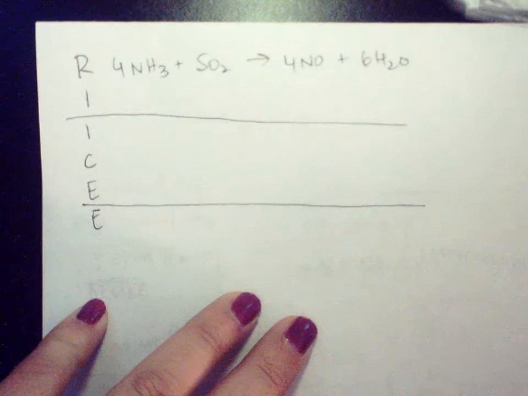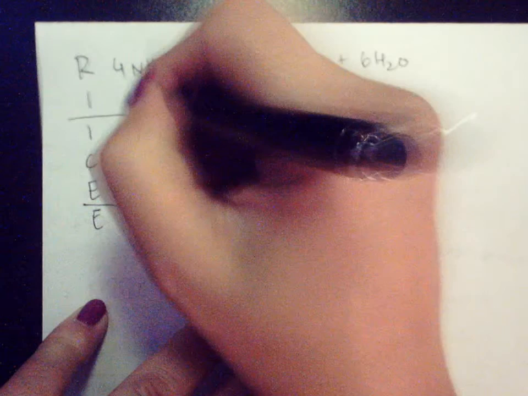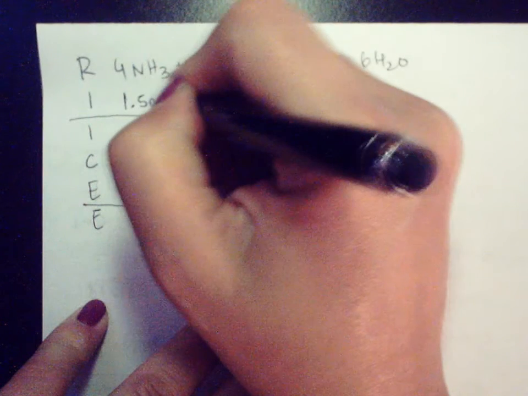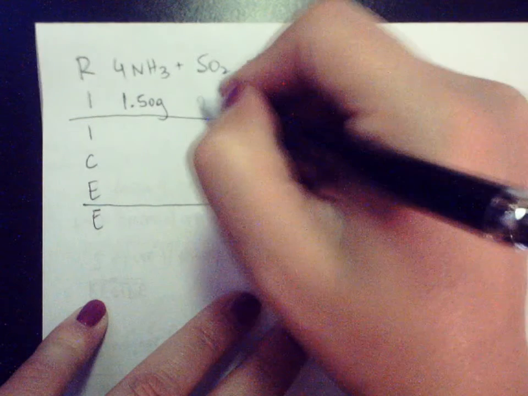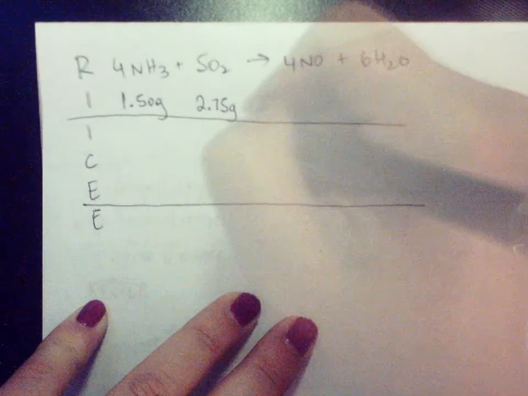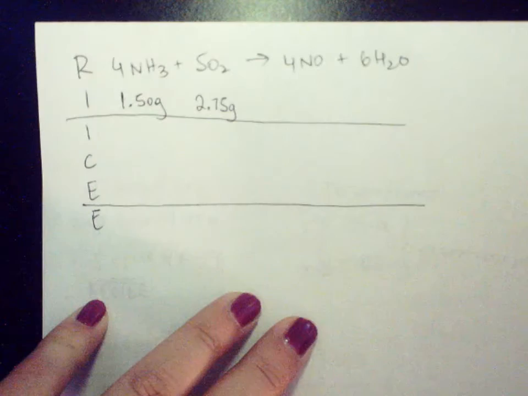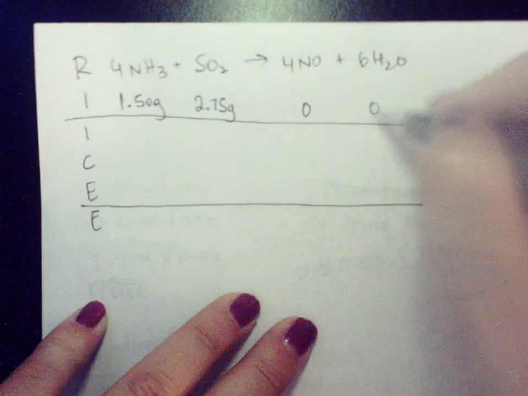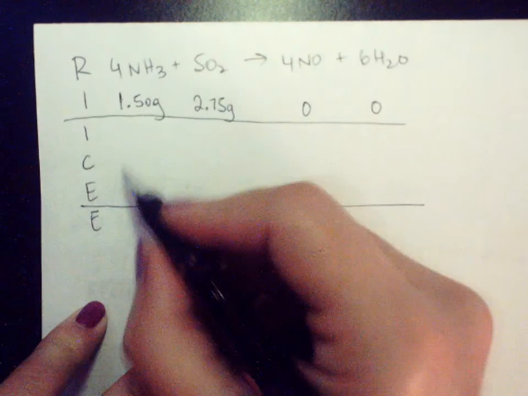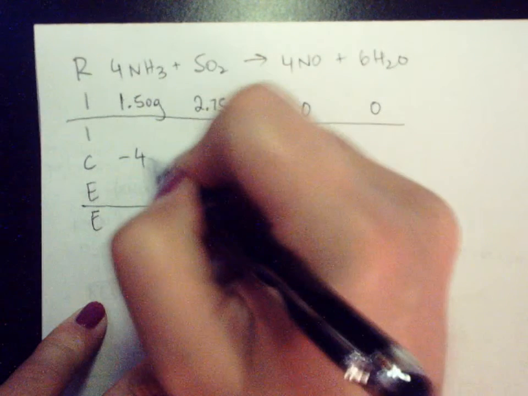All right, so in this question, they told me that I had 1.50 grams of ammonia and 2.75 grams of SO2. At time 0, how much product should I have in here? None. I haven't made any yet. Let me do the C line next, because that's kind of a no-brainer.